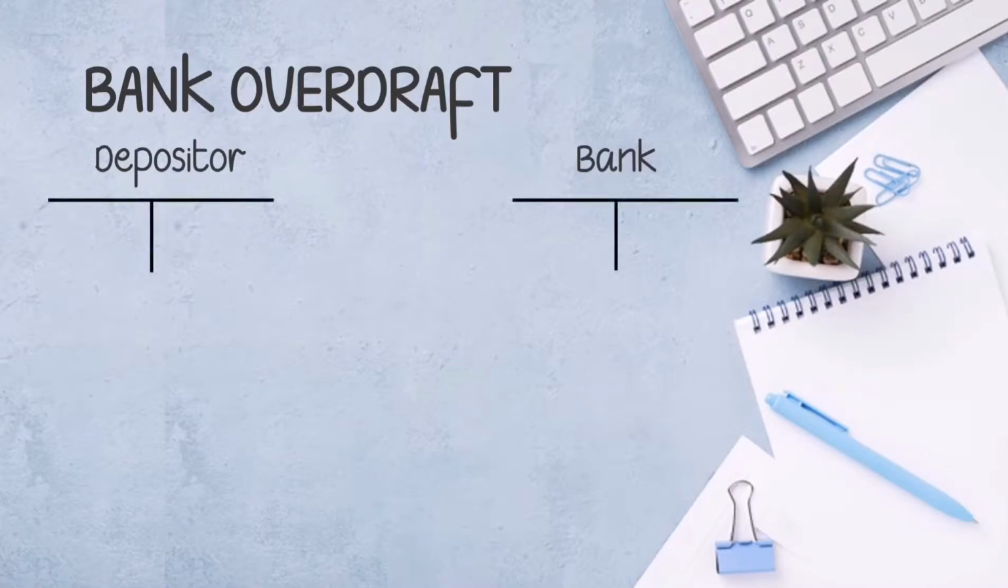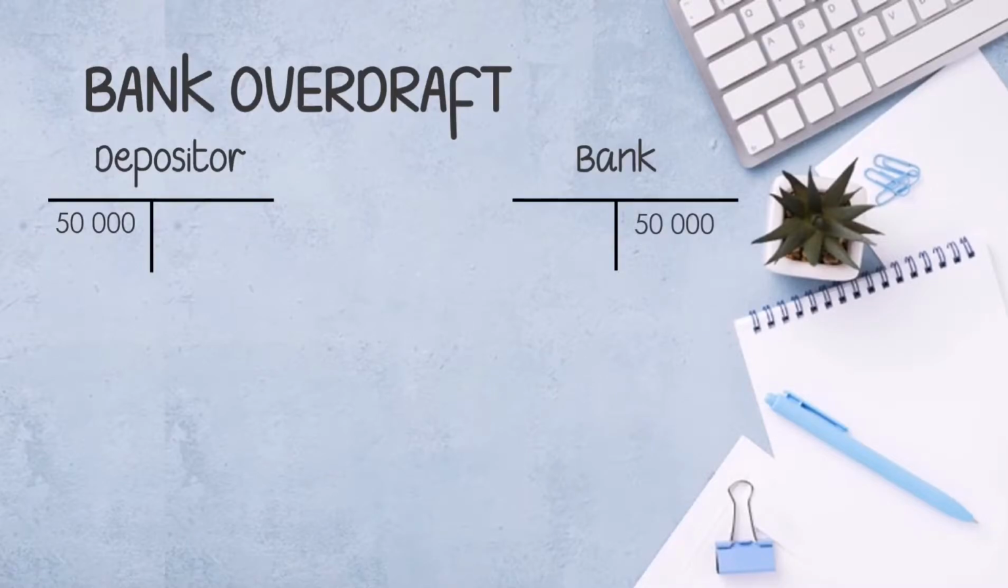So we have a depositor and a bank. For example, the depositor deposits 50,000 in the bank. On the part of the depositor, he has an asset. So in our T account, the 50,000 will be on the debit side. On the other hand, in the bank, we all know that any cash receipt is recorded as a credit and any cash disbursement is recorded as a debit. So since the bank received a deposit of 50,000, this will be on the credit side.